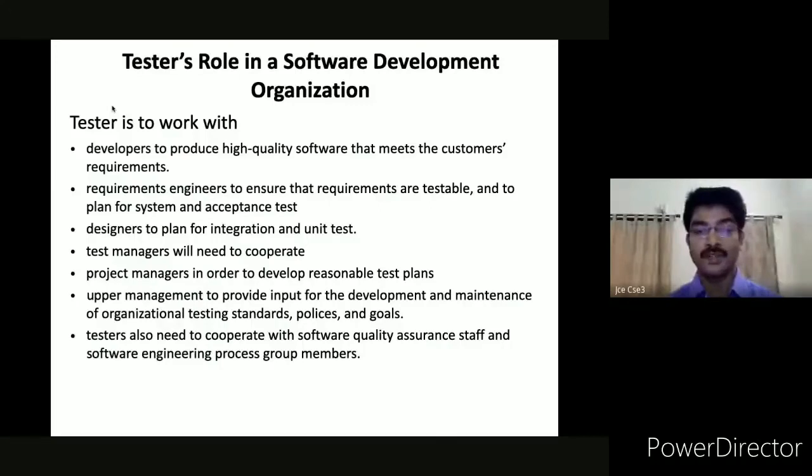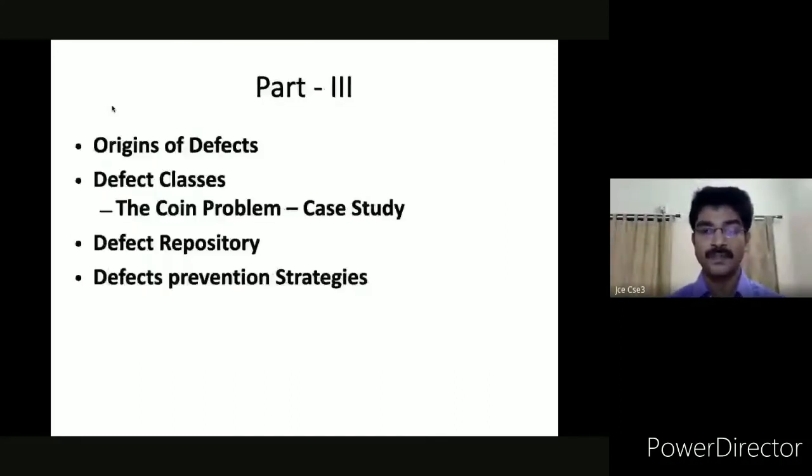Testers also need to cooperate with software quality assurance staff and software engineering process group members, because the entire effort you are doing with respect to software testing is to ensure the quality of the product. They need to have a proper understanding with the people working in the software quality assurance team and other software engineering process group members.